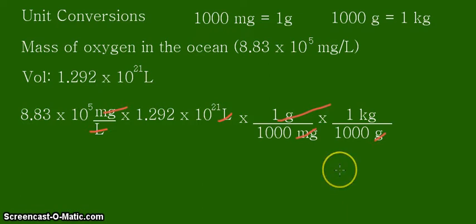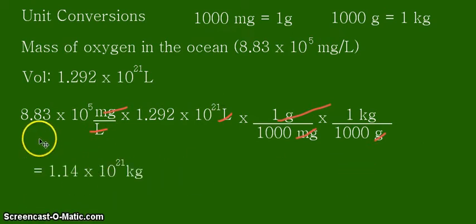So what we need to do now is to do all the necessary calculations and arrive at our answer. Okay, so after doing all the calculations, we arrive at our answer, which is 1.14 times 10 to the power of 21 kilograms. So this is the amount of oxygen in the whole ocean in the kilogram unit.